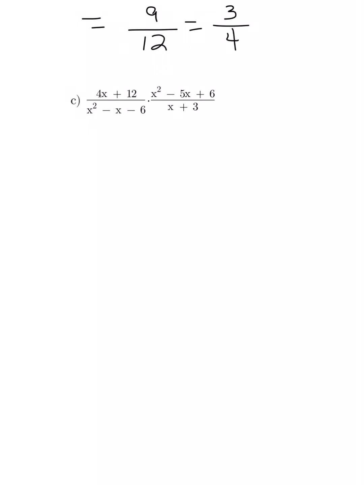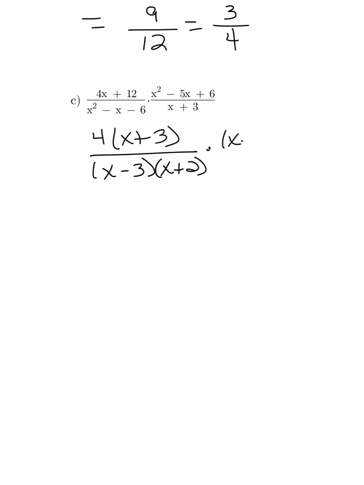On the next example, looking at the first fraction, our numerator is 4x plus 12. Well, that has a common factor of 4. If we pull that out, we'll be left with x plus 3. The denominator is x squared minus x minus 6, but that factors into x minus 3 times x plus 2. For the second fraction, we have x squared minus 5x plus 6 in the numerator, which factors into x minus 3 times x minus 2 over the quantity of x plus 3.